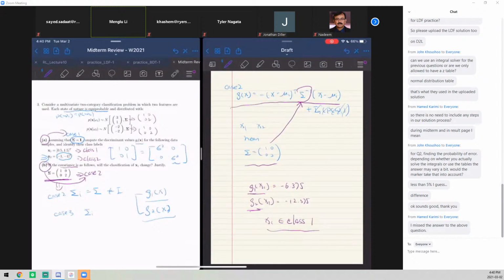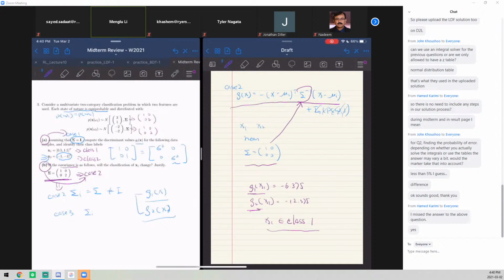For calculating the integral, the midterm questions are not finalized yet. I will ask the TA who is responsible for creating the questions to consider this situation. But my advice is to just solve the integral, because you can use any online calculator during the midterm. Just plug in the integral equation and get the answer. It will be safer.